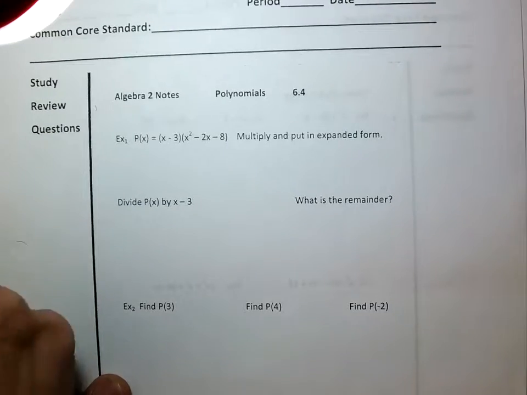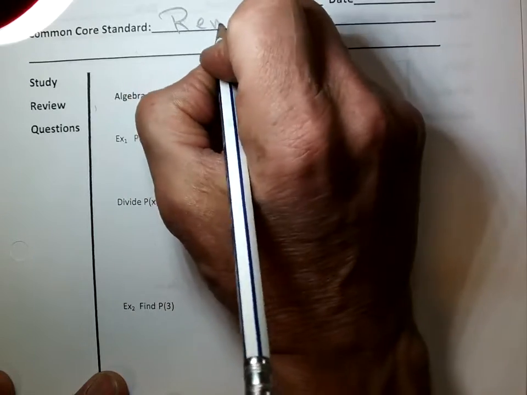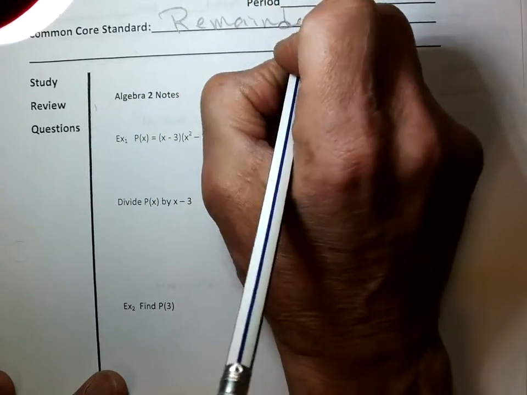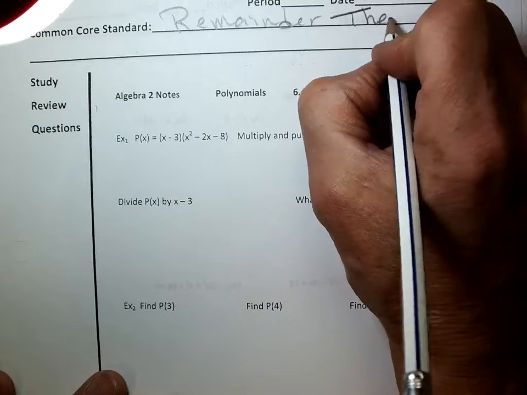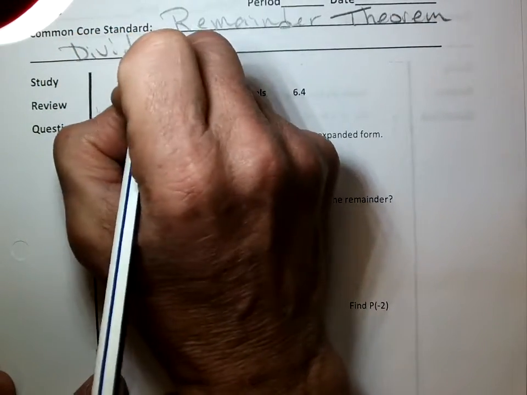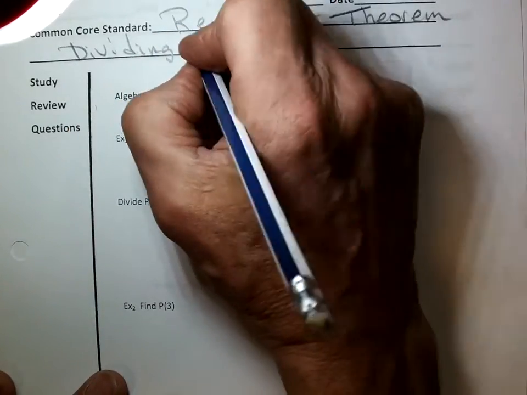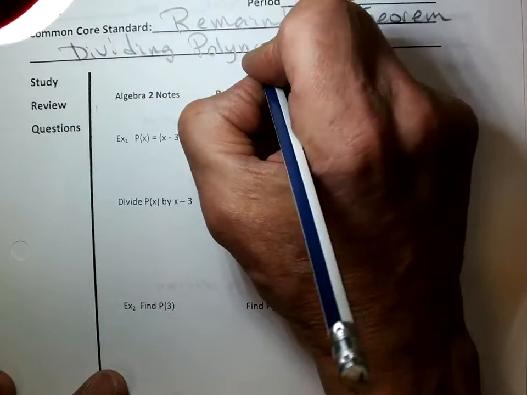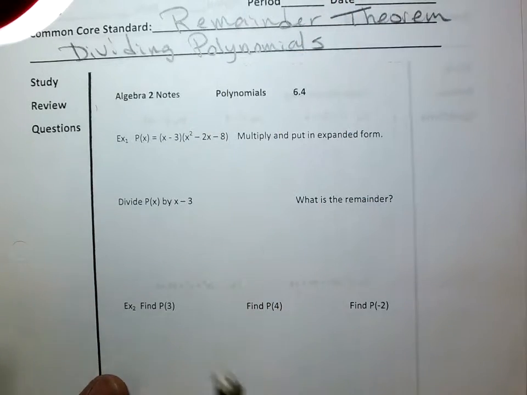Again. All right, so today's Common Core standard really is the remainder theorem, because we are dividing polynomials. Okay, so if we're talking about the remainder theorem, the most important key is this: if the remainder is zero, it's a factor, okay?